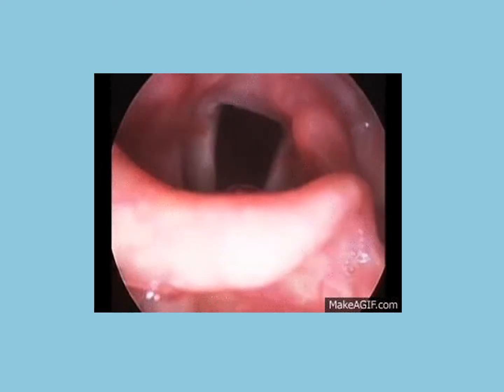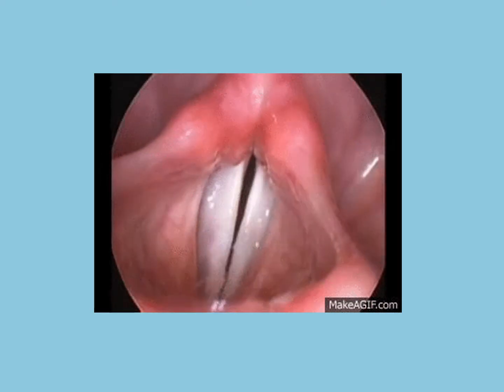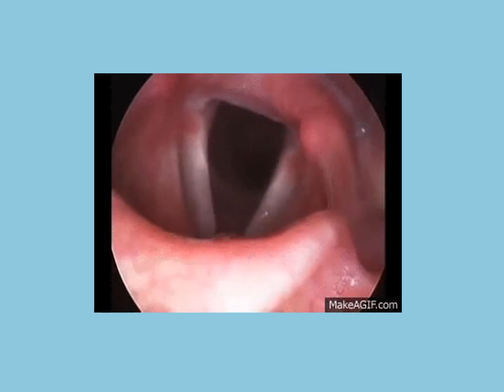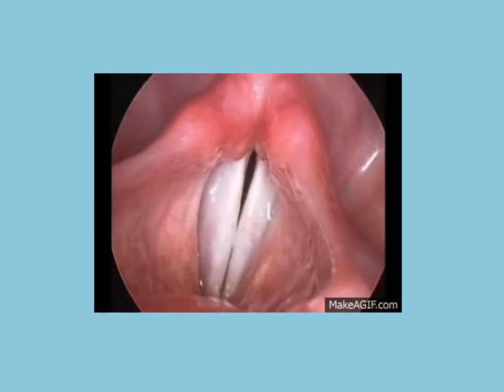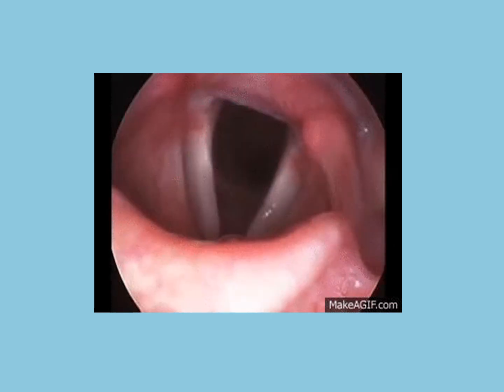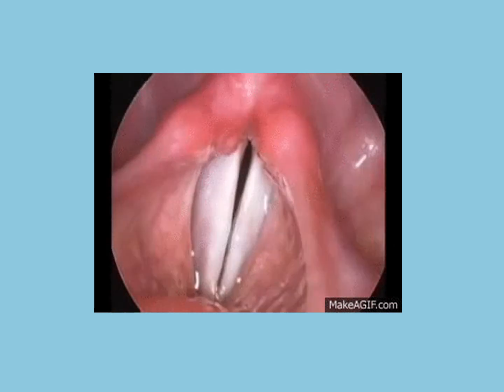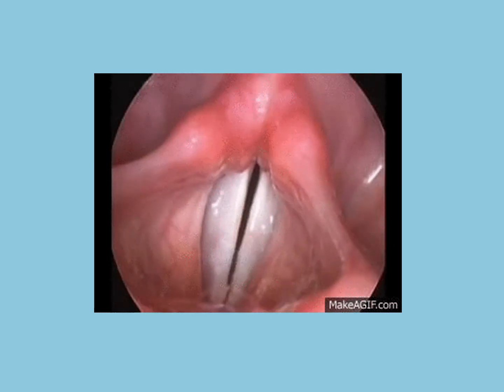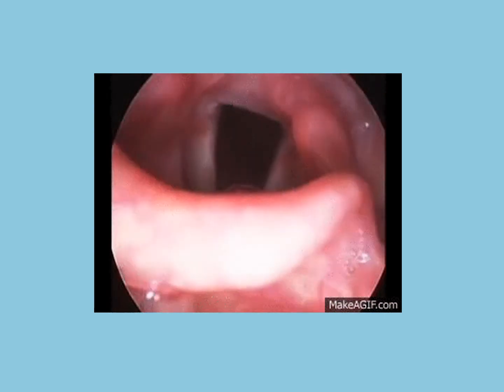This GIF shows the vocal cords from a superior view using a laryngoscope. These are real human vocal cords. If you look closely, you can see the vocal cords vibrate. That vibration is what helps produce our voice.